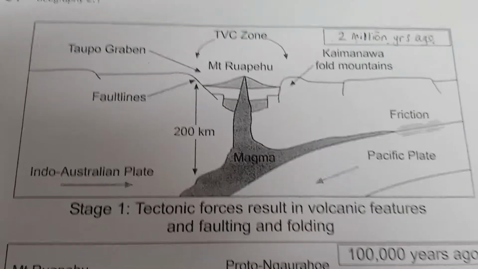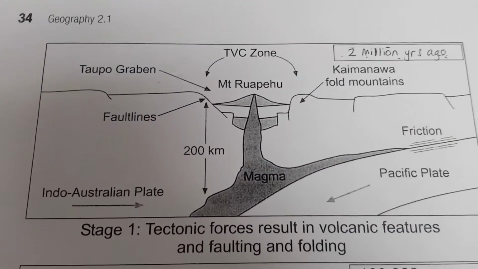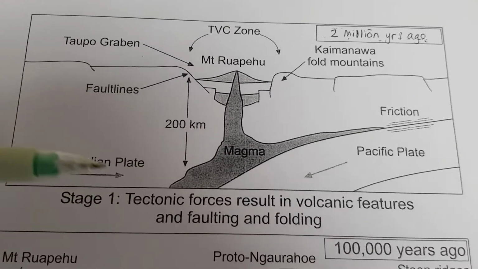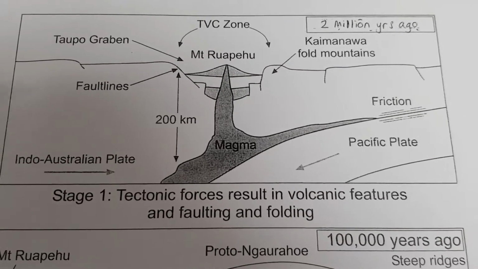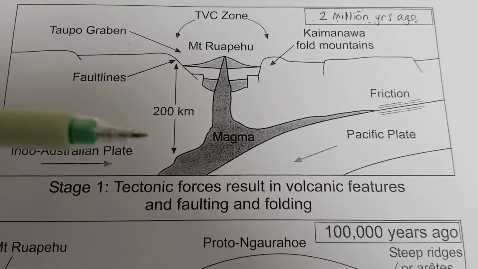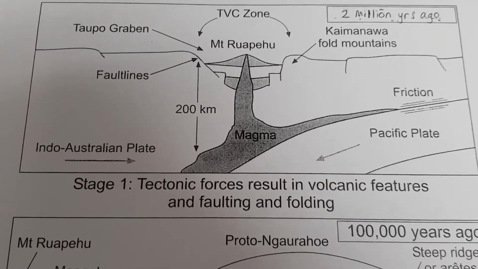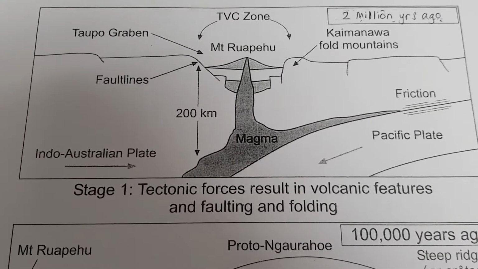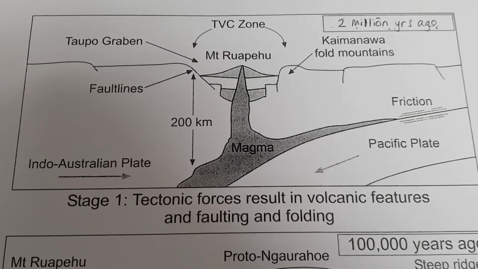You know about this. And again, what we've got is our convection currents underneath the Earth's crust, created by the heat from the core heating the magma, and that driving the plates to move towards each other. So the Indo-Australian plate moves towards the Pacific plate, and that started happening a couple of million years ago. But it's created the volcanic zone that we know called the TVC.